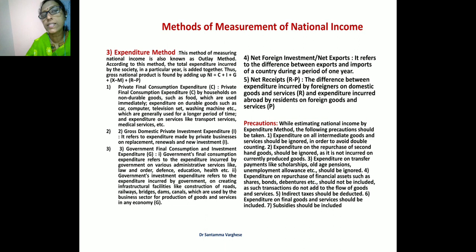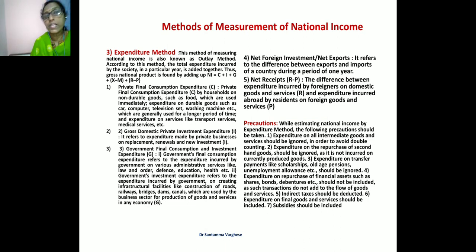So we have discussed C, I and G. Now we are going to discuss export and import. X minus M is net export. It refers to the difference between the export and import of a country. R minus P means the difference between the expenditure on foreign or domestic goods and services. R means receipts, what we are getting, and P means payment.